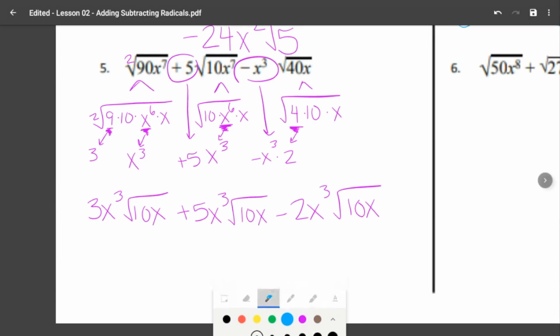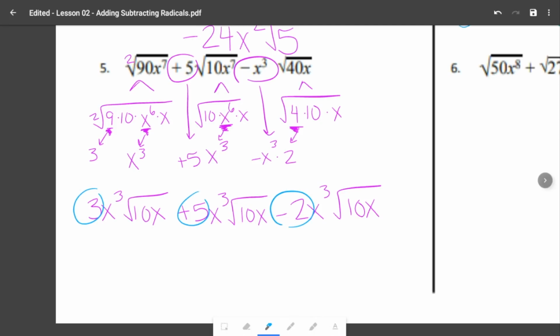Now, all of these have the same x's with the same exponent, the exact same radical. So again, it is just the coefficients that we are combining. 3 plus 5 minus 2, we should get 6x cubed radical 10x.